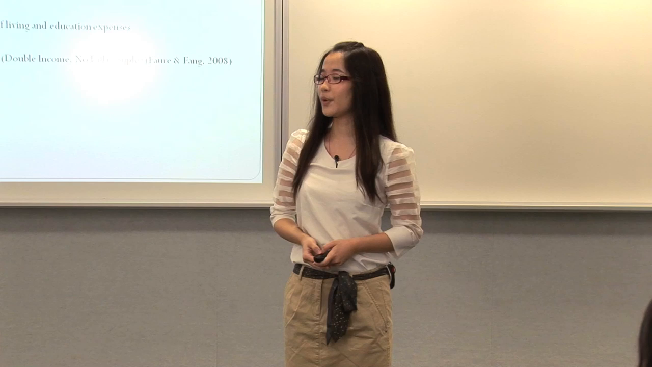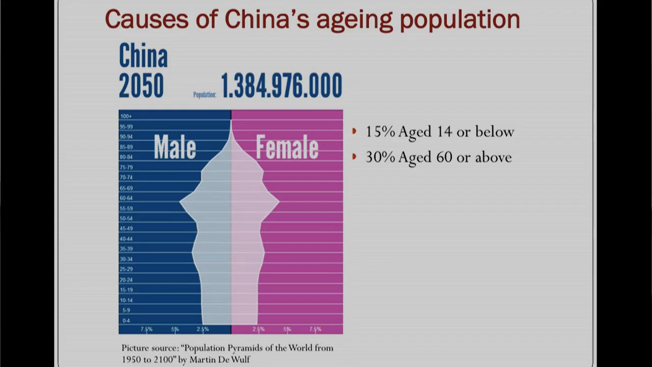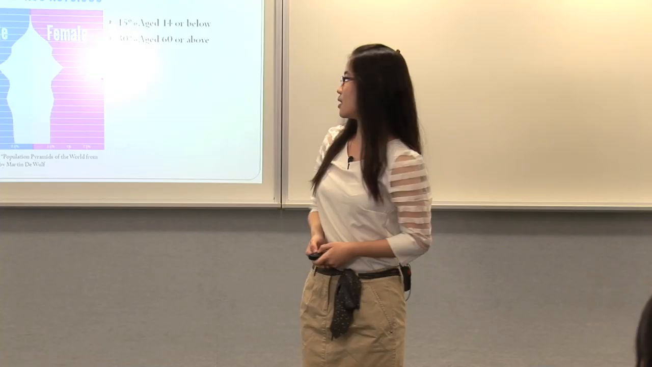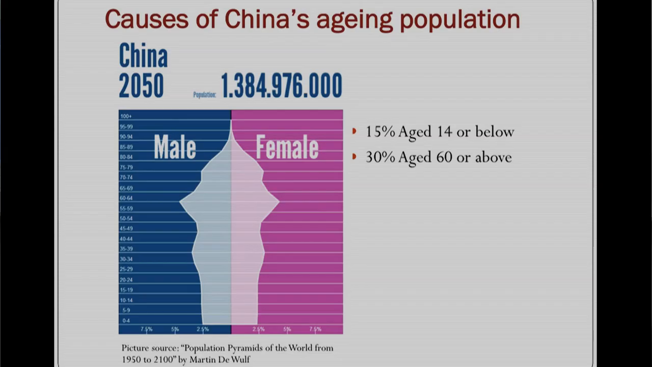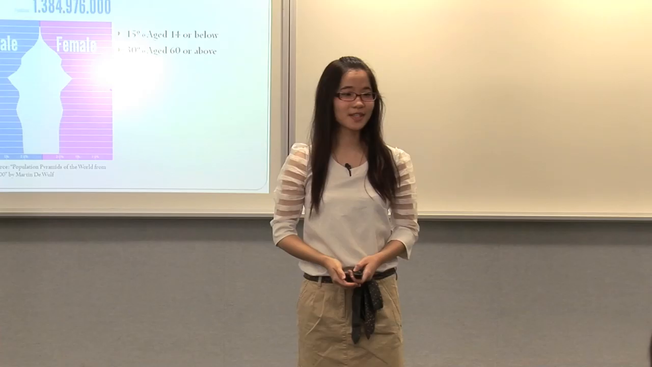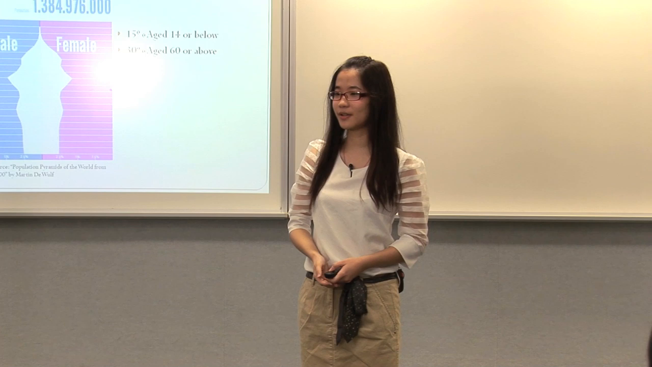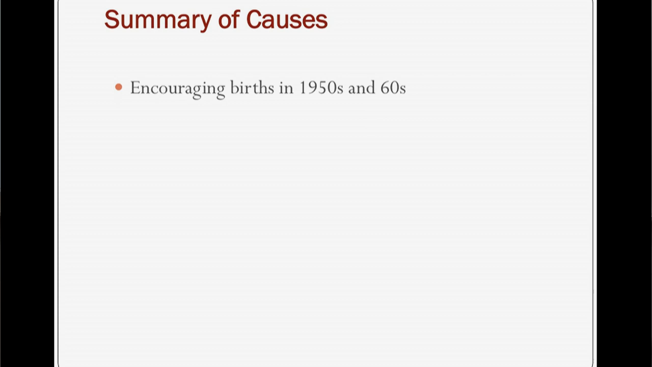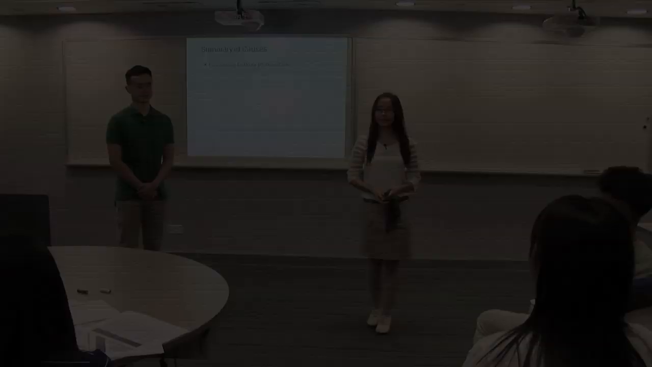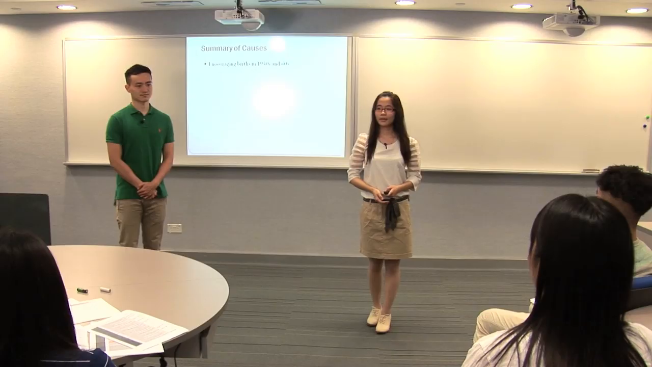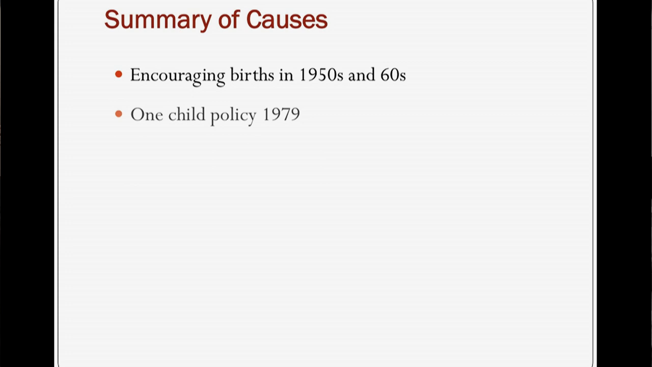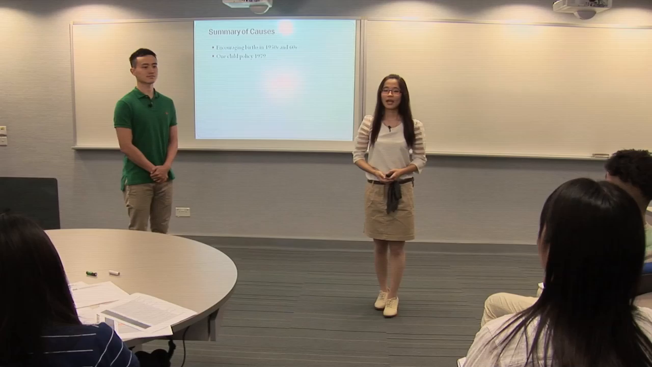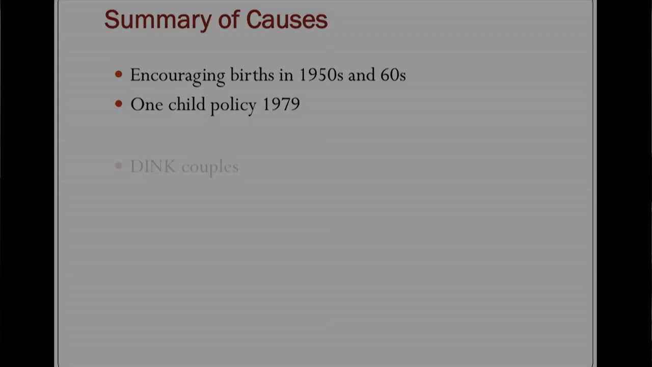The WHO estimates that there will be only about 15% of the total population aged 14 or below, and almost one-third will be elderly in China by 2050. Well, that's all I have to say about the causes of China's aging population. I've looked at three causes. First, China's policy of encouraging more births in the 1950s and early 1960s. Then, the introduction of policies that favor smaller families, ending in the one-child policy in 1979. And finally, the social phenomena of DINK couples.